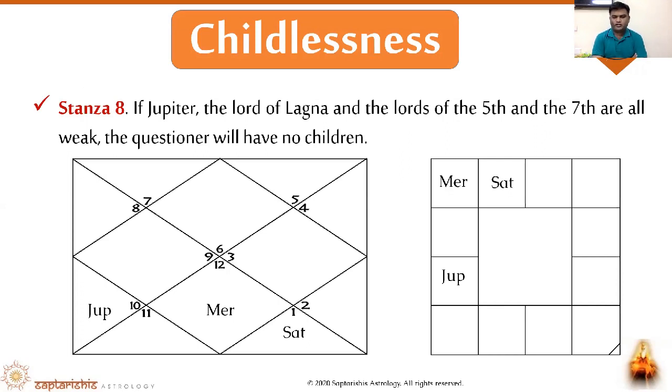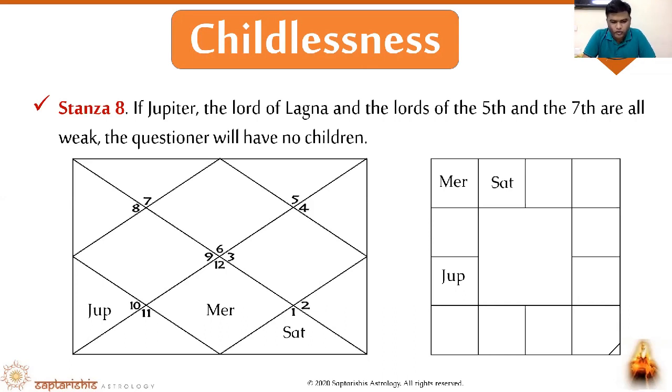If Jupiter and the Lord of Lagna, the Lord of fifth and seventh are weak, all are weak, the questioner will have no children. This again you can apply in Prashna chart. So before predicting the timing of progeny and all, you should check all these small combinations in the chart.